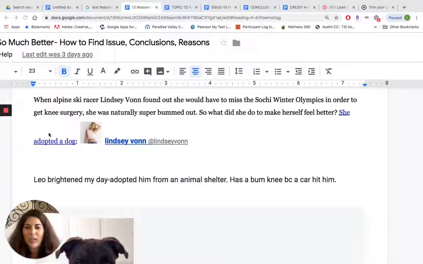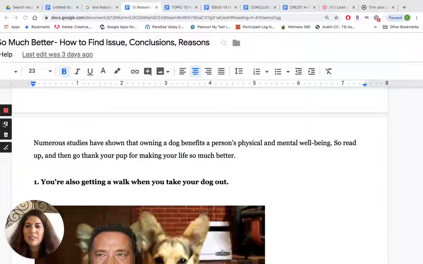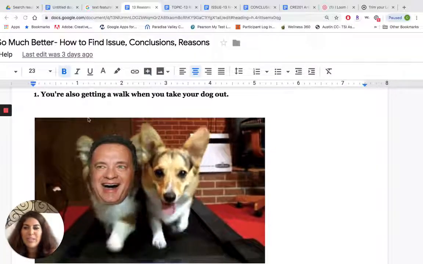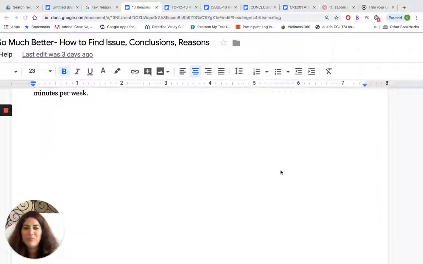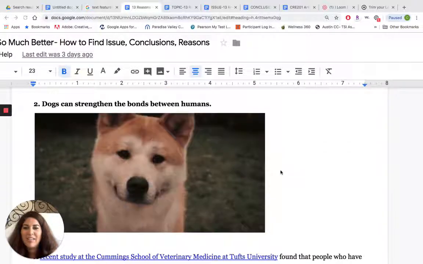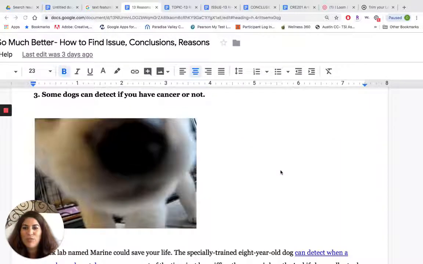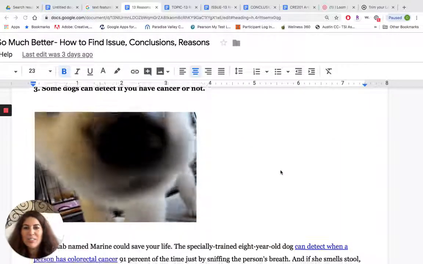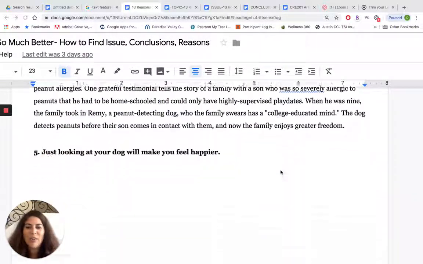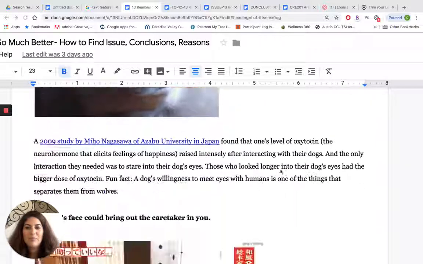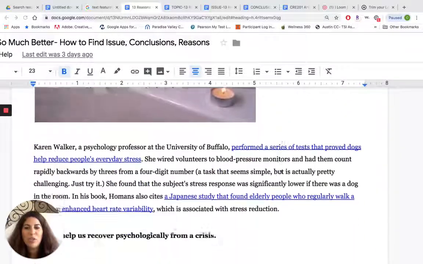Before I read the article, I'm going to look for other text features. I see a photo of a dog. I also see a heading that's numbered and in bold print. Dogs can strengthen the bonds between humans, with another adorable photo. 3, some dogs can detect if you have cancer or not. And I can predict that there will be 13 headings, 13 reasons why a dog will make your life so much better.